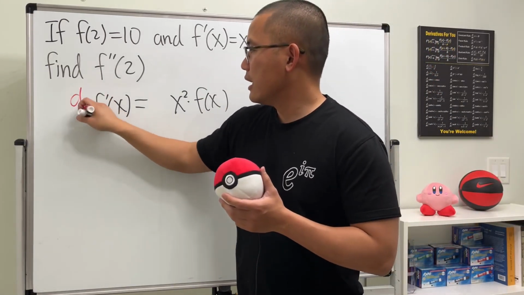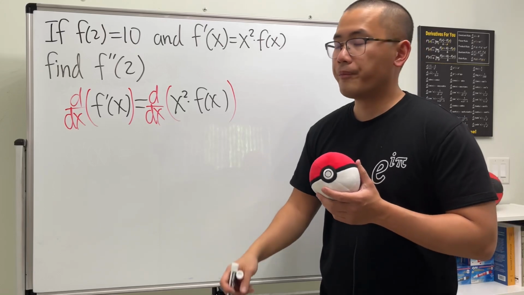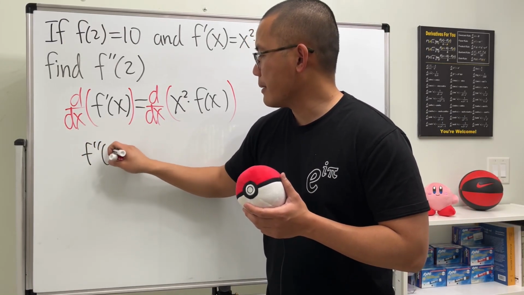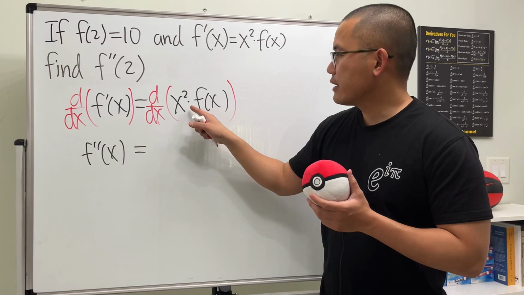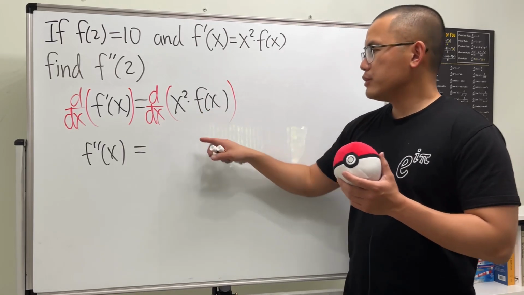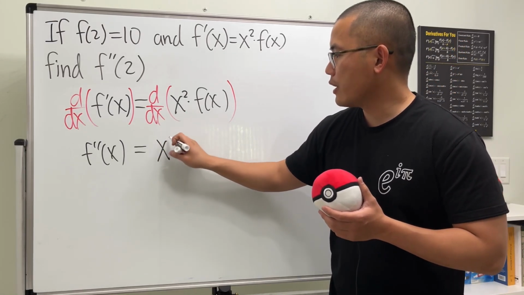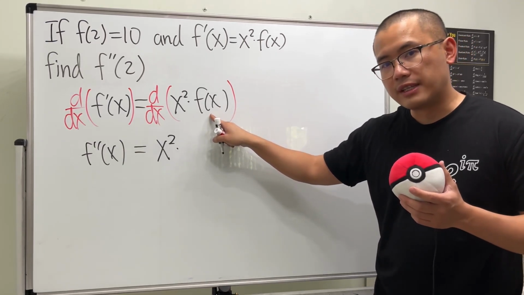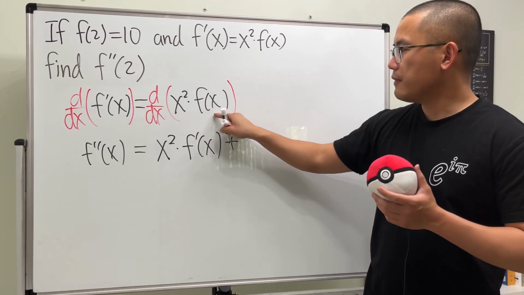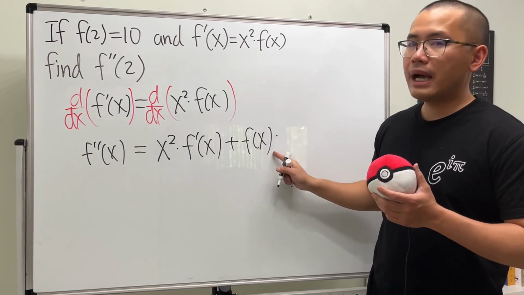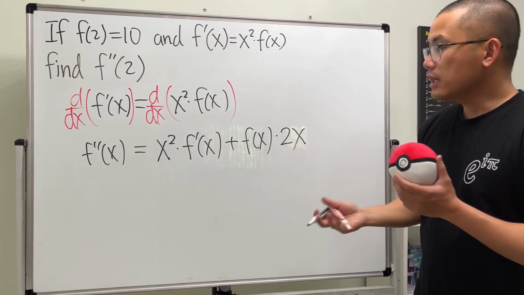Well, let's just go ahead and take the derivative on the left hand side, and of course do the derivative on the right hand side as well. The left hand side will give us f double prime of x. And for this, we will have to use the product rule, right? x squared times f of x. So for this one, I'm just going to work out the product rule for you guys. We keep the first function, which is x squared, and then we multiply by the derivative of the second, which is denoted by f prime of x. And we are going to add the second function, which is f of x, and we multiply by the derivative of the first. The derivative of x squared is just 2x. So that's what we have.